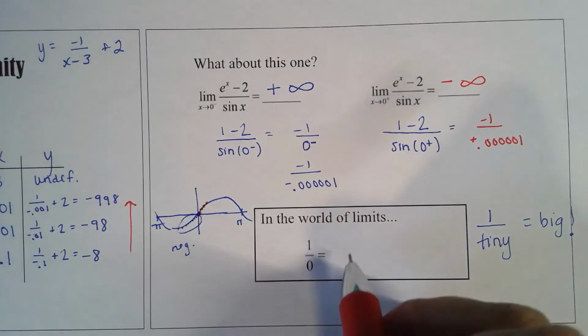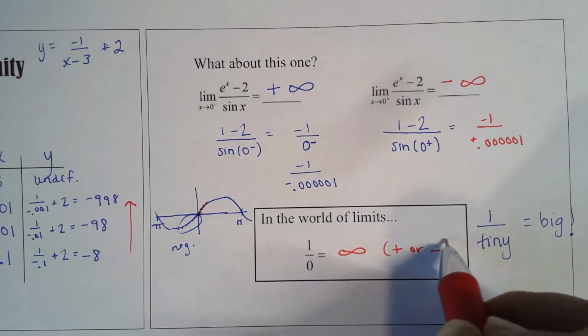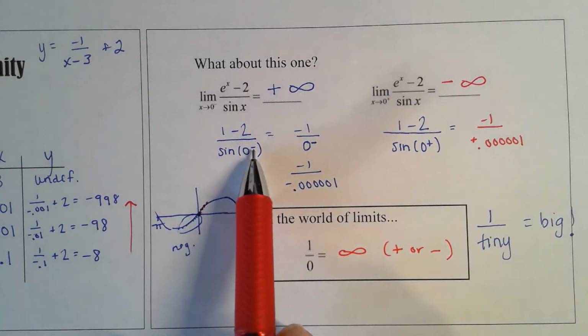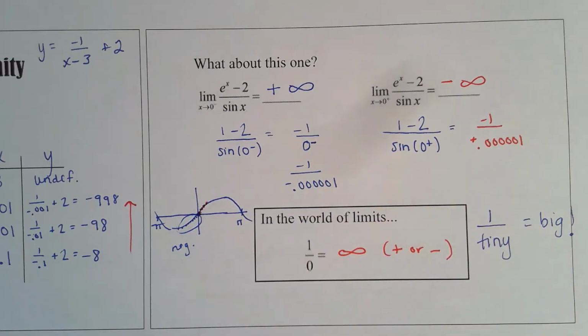1 divided by 0 is going to be some form of infinity, either positive or negative. We'll have to determine the sign by doing what we did here. Is it a positive small number? Is it a negative small number? Okay. So while we technically can't plug in the 0, we can think about something just to the left or just to the right. Okay?